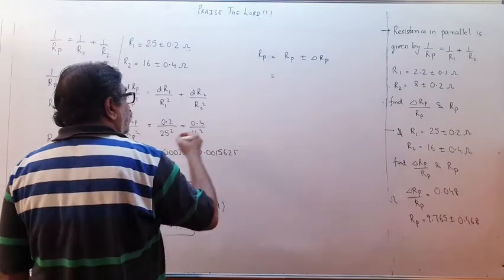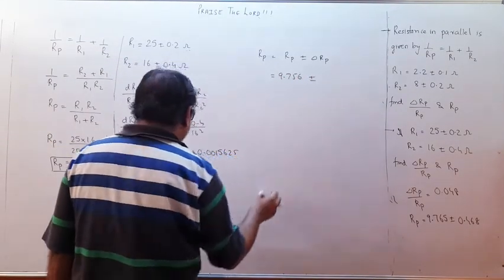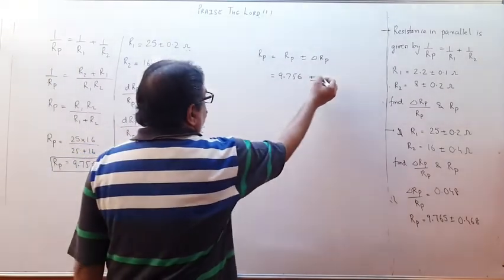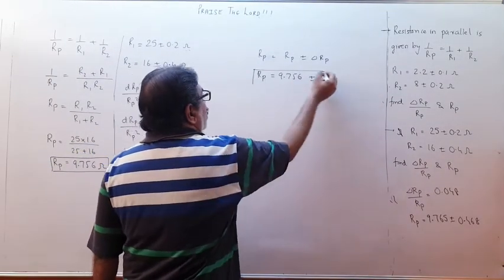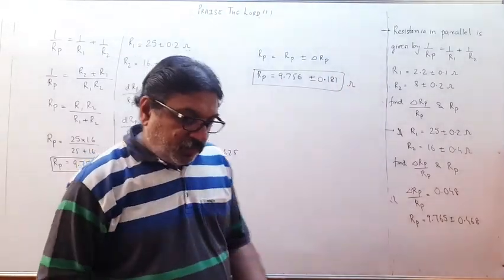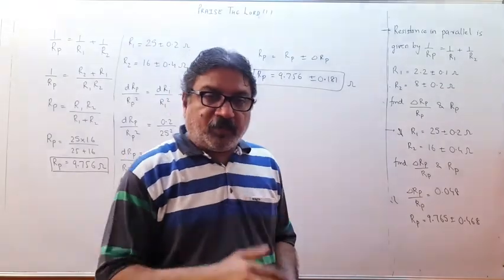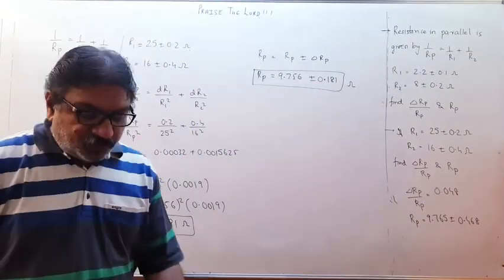True value is found to be 9.756 plus minus, what is the error? 0.181. So children, you can see that if you use different formulae, you are getting different values of error. That is okay. Whatever formula you use, according to that you will get the answer. Please pause and copy, children.